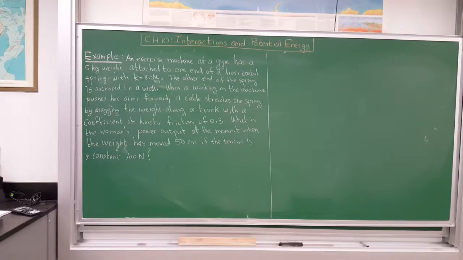An exercise machine at a gym has a weight of 5 kilograms attached to one end of a horizontal spring with force constant k equal to 80 newtons per meter. The other end of the spring is anchored to a wall. When a woman working out on the machine pushes her arms forward, a cable stretches the spring by dragging the weight along a track with a coefficient of kinetic friction of 0.3.